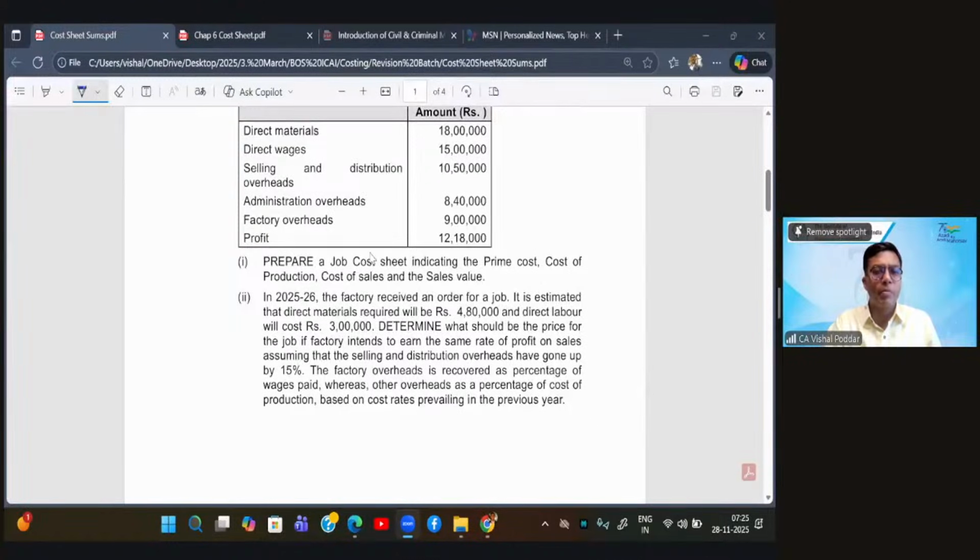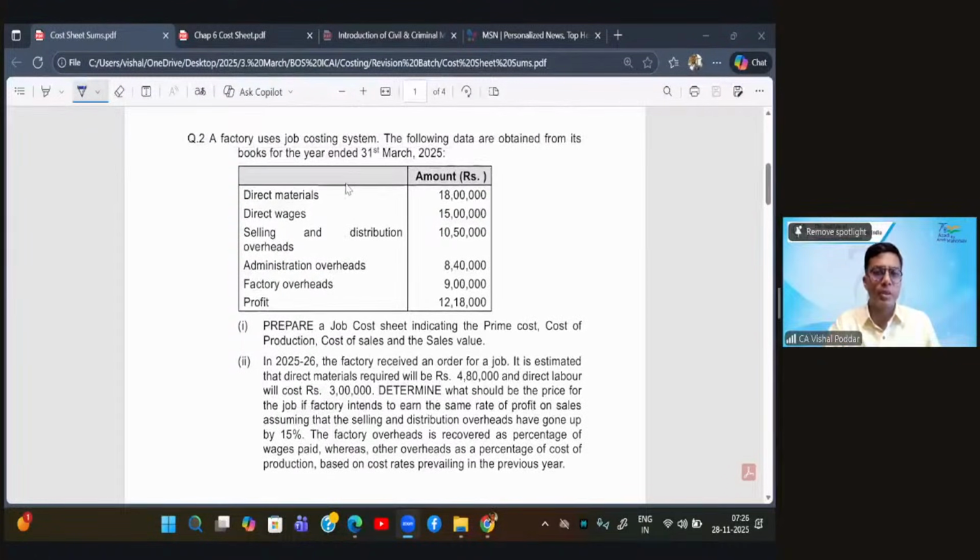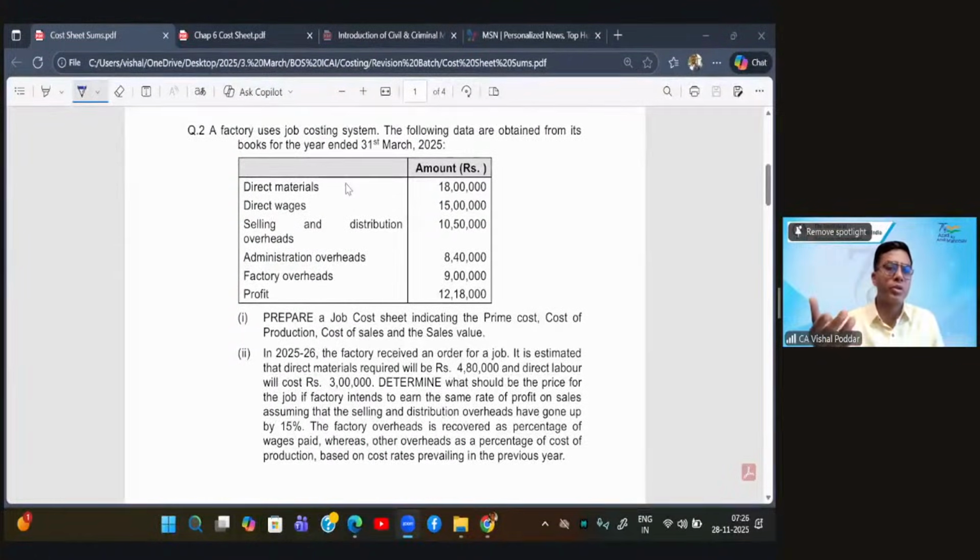Prepare a cost sheet indicating prime cost, cost of production, cost of sales, sales value in 25-26, that is, in the next year. So this was data of the previous year. Many times, for preparing the cost sheet for the upcoming year, we use the data of the past year, which is concluded.